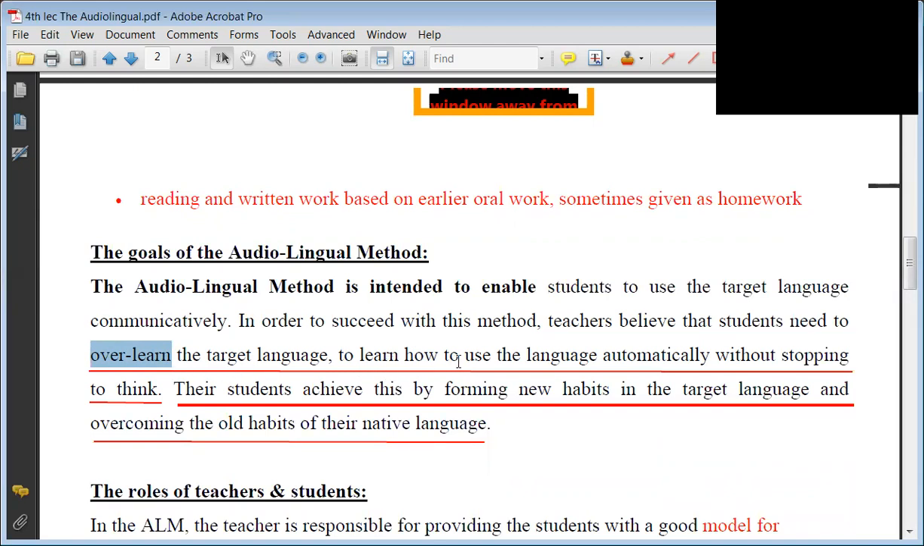So to learn how to use the language automatically without stopping, because they have formed the language as habits. The students achieve this by forming new habits in the target language and overcoming the old habits of the native language. So they try to use the new language, the target language, to express themselves automatically like machines, using the target language and not the native language.